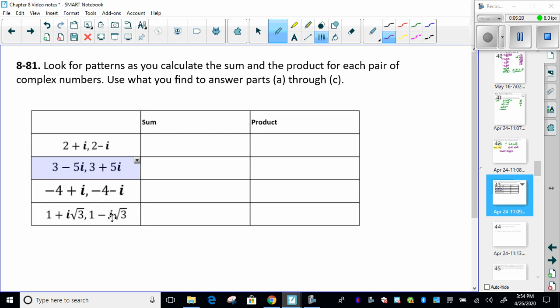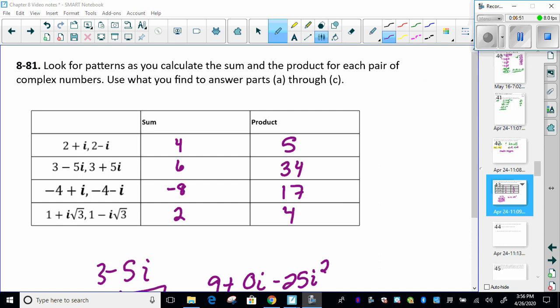So for this problem, what I want you to do is look for patterns as you calculate the sum and product of each pair of complex numbers. For sum, you're just going to add the two together. For product, if you need to do the area model to help yourself out, please feel free to do that. Just keep in mind, simplify any i squareds. I squareds do need to simplify. So go ahead and do the sum for each of these four and the product for each of these four. And then look at what kind of patterns you notice. What do you notice about these?